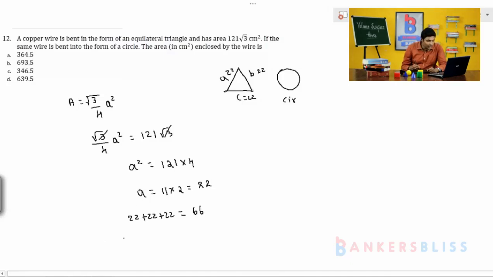Therefore, circumference is 2 pi r, which is equal to 2 into 22 by 7 into radius. See here, the perimeter of the equilateral triangle will be equal to the circumference of the circle, because the same perimeter they have converted into the circumference of the circle, which is equal to 66. So 22 3 times, so radius is equal to 21 by 2.